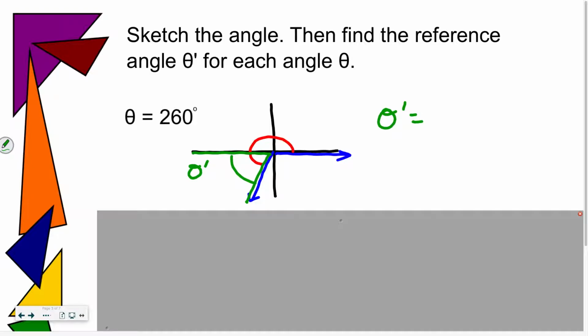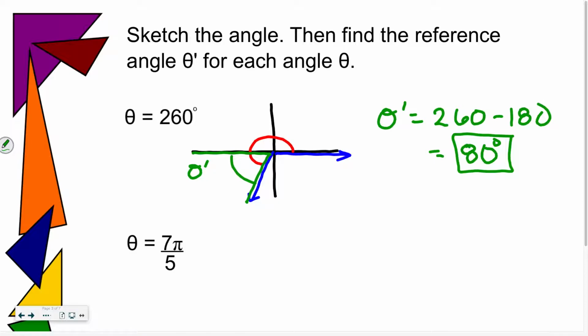Okay, what are we going to do with 260 to get theta prime? Subtract 180 from 260. 260 minus 180. It's that overflow idea, right? We know quadrant 1 and quadrant 2 together make 180 degrees. We just want to know what the overflow of those two quadrants is. So subtract 180, and we get, what is that, 80? Is that positive? Is that acute? Cool.